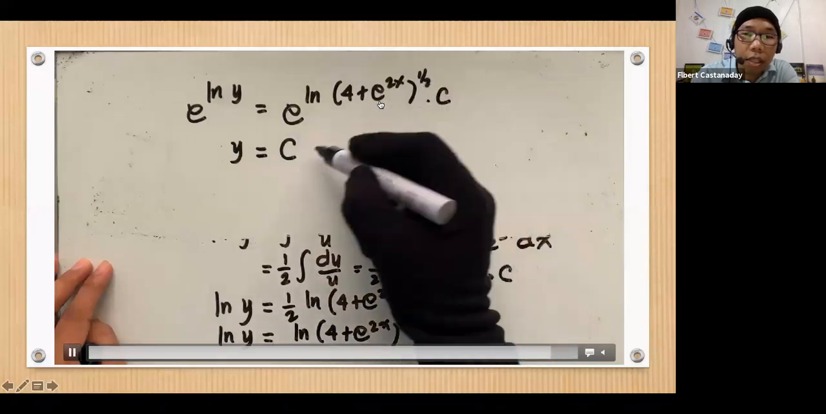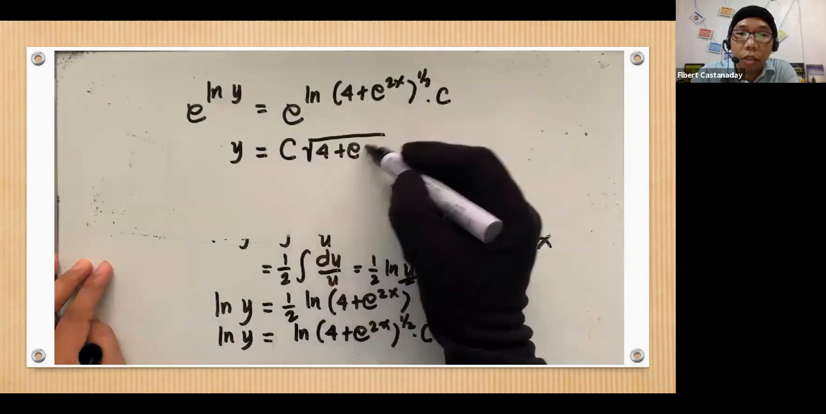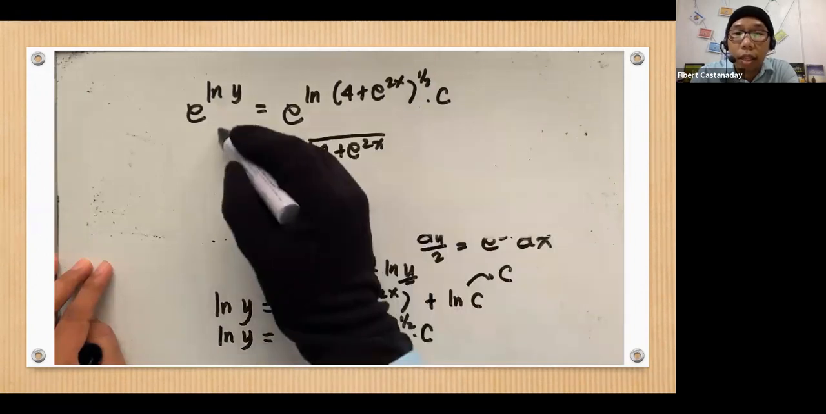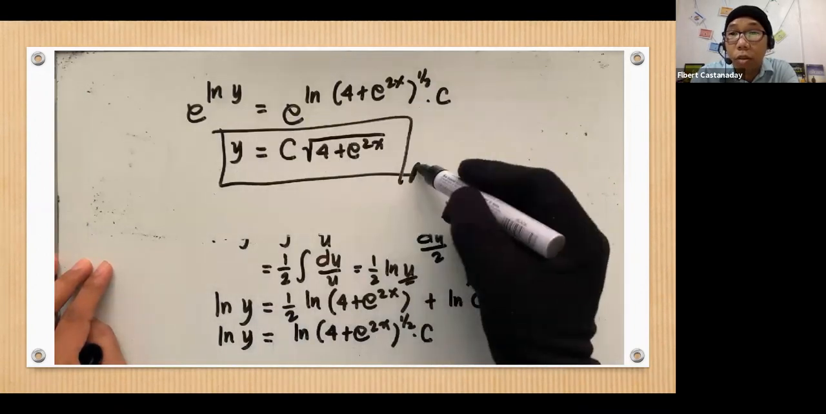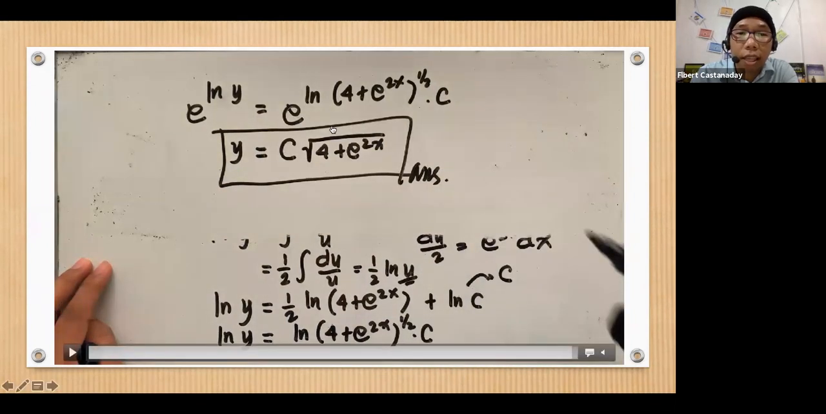So you have c times square root kasi yan, di ba? Pag ni-raise to 1/2. So 4 plus e raised to 2x. Ito na. Yan yung general solution mo. Okay, you have the arbitrary constant c, and you're able to solve for y explicitly.